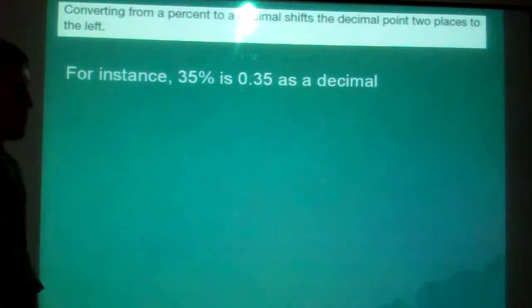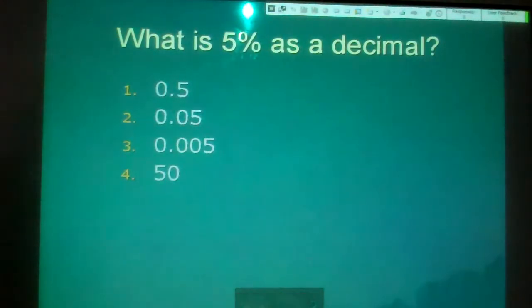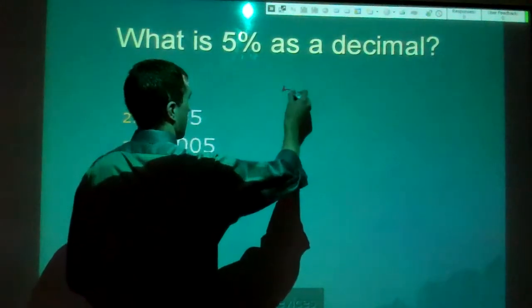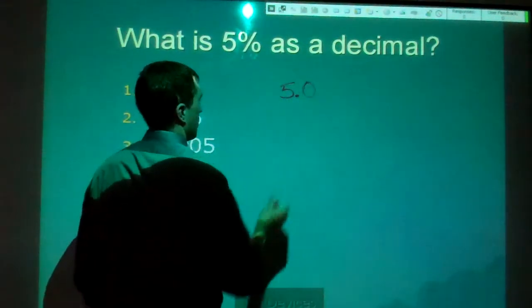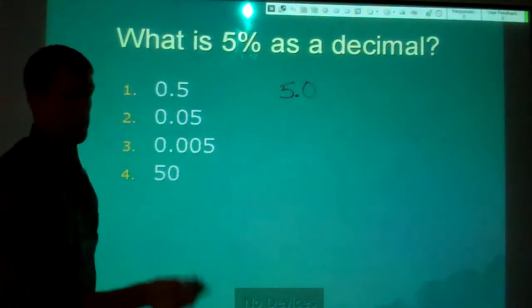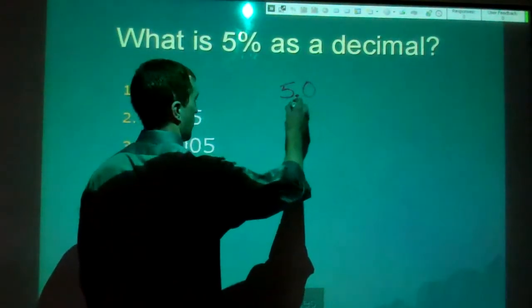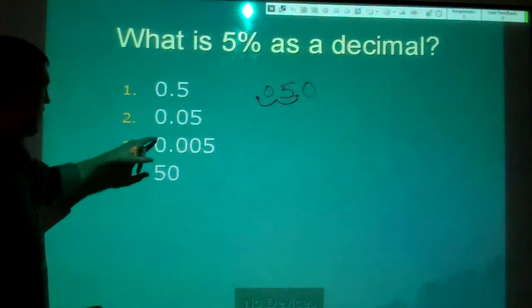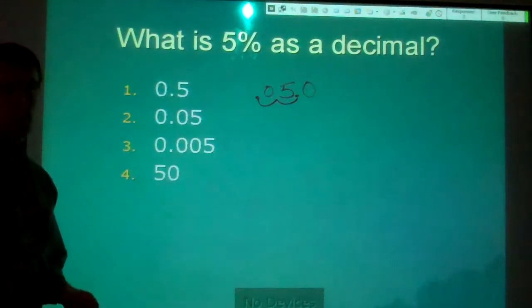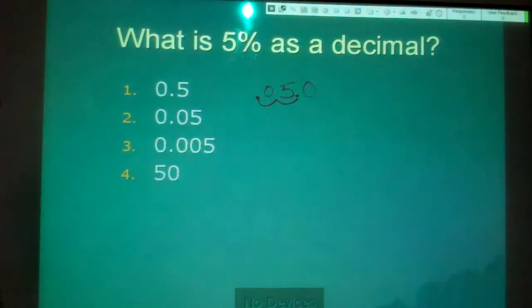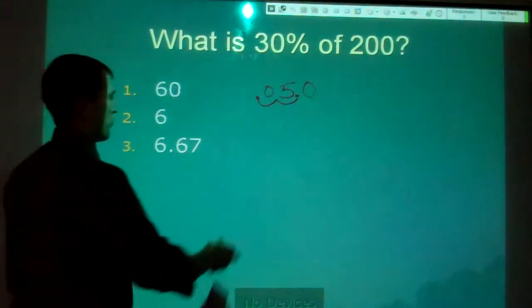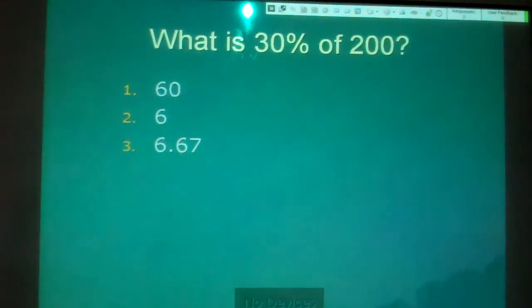Okay. So, what is 5% as a decimal? Alright, well, our decimal, remember, will be right here. And we're going from percent to decimal, so we're going 2 spots to the left. 1, 2, add a 0. So we should be looking at 0.05 for an answer. There we go, 0.05.